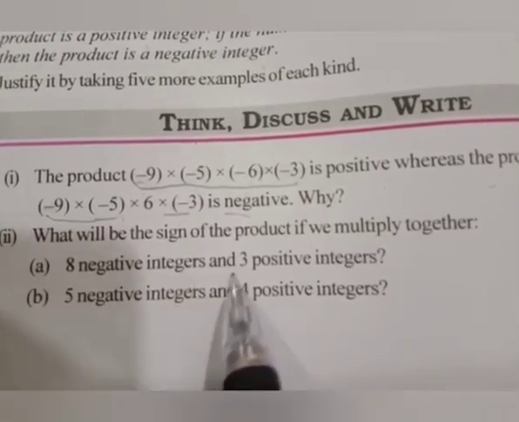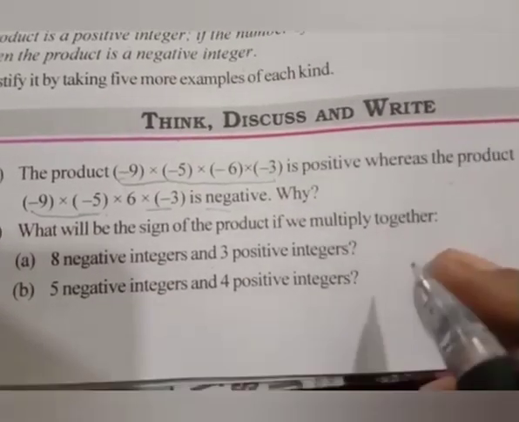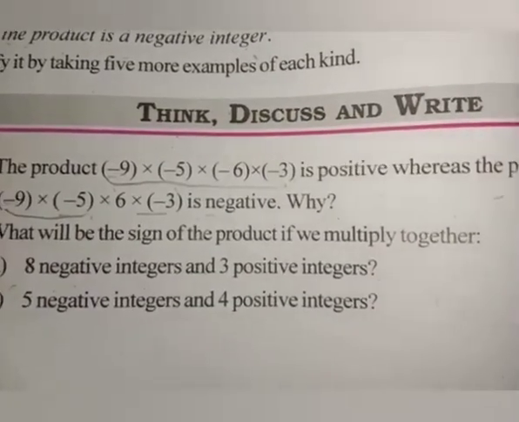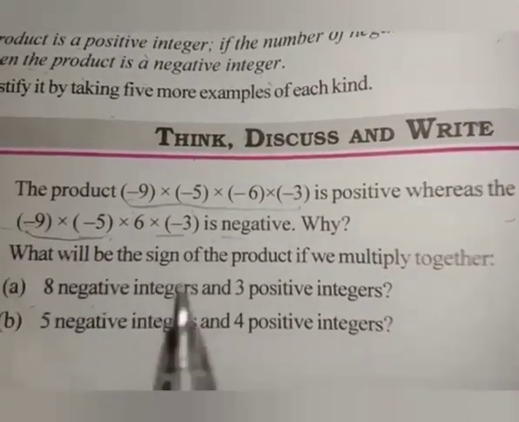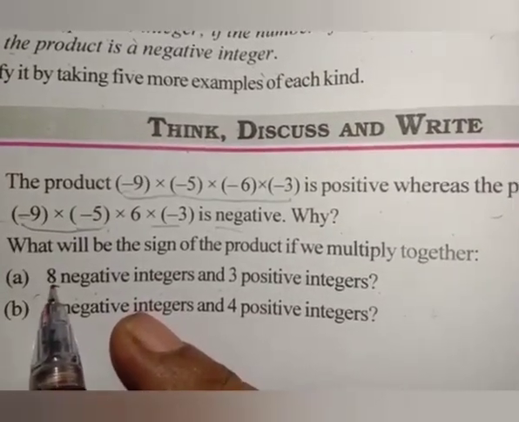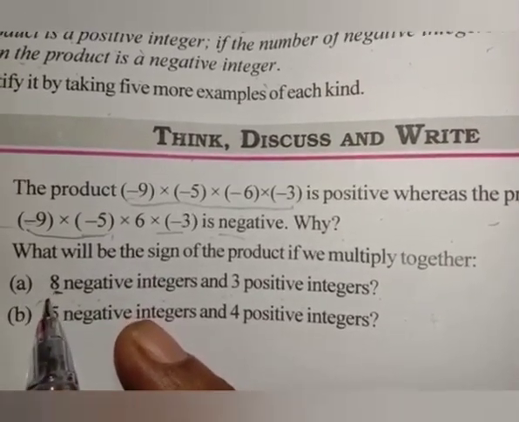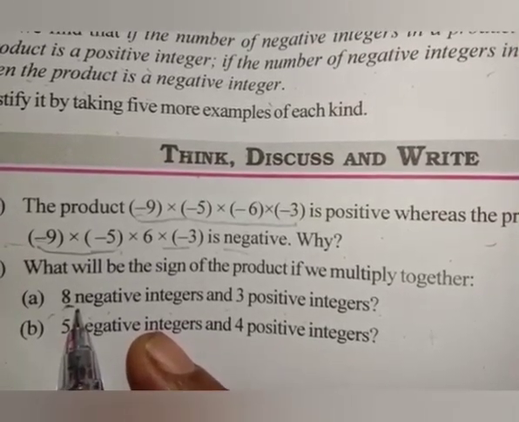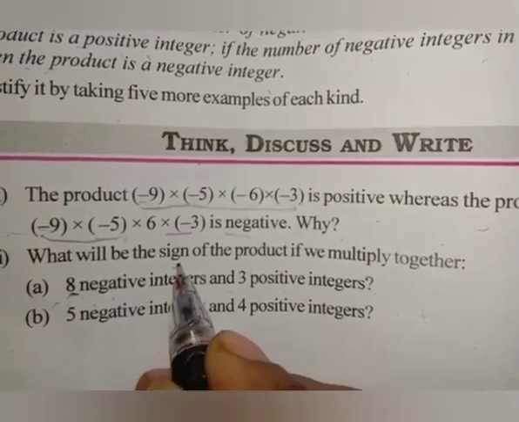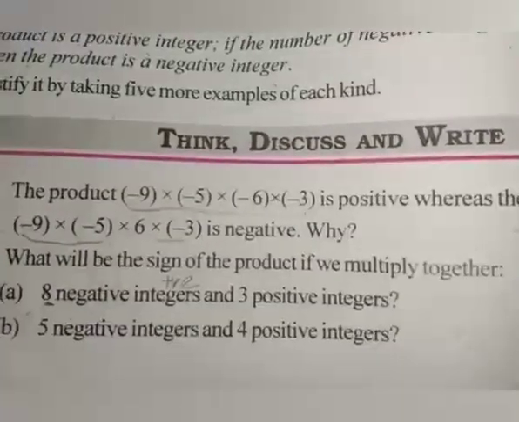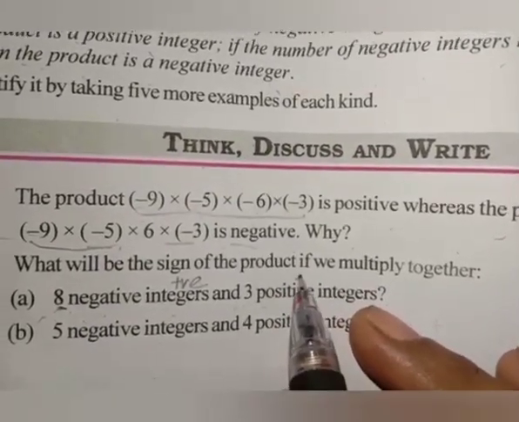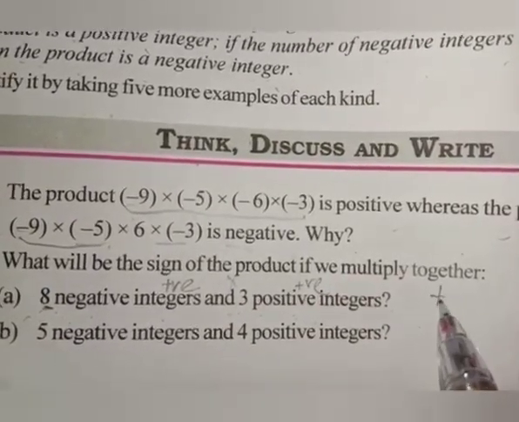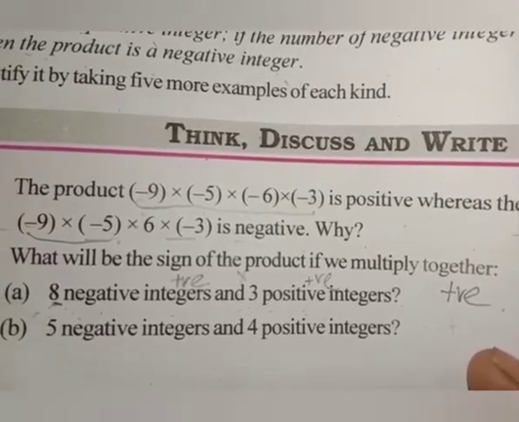Now 8 negative integers and 3 positive integers. We know that when the number of negative integers in a product is even, then the product is a positive integer. So here the even number 8 is there, therefore the product will have a plus sign, or we can say positive. And here 3 positive integers, so already it is positive, so the product will also be positive. So ultimately plus into plus is a positive answer.